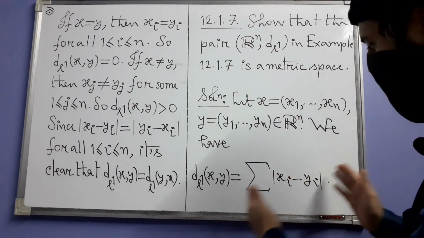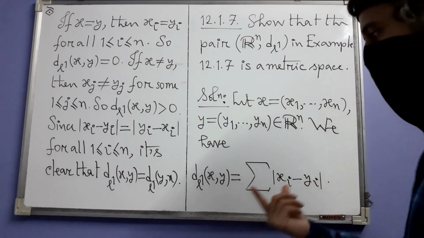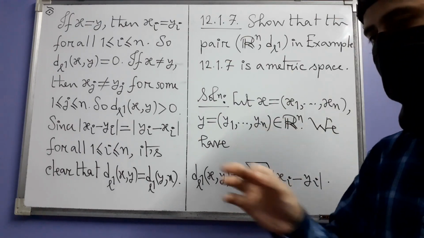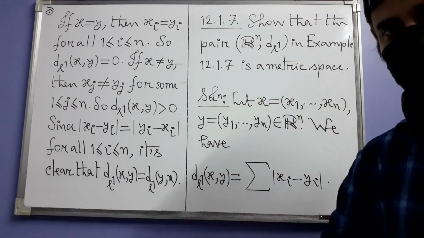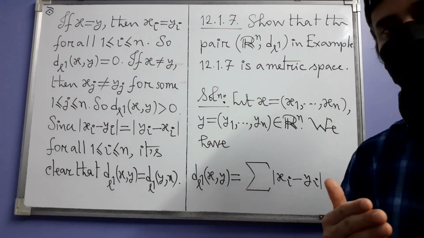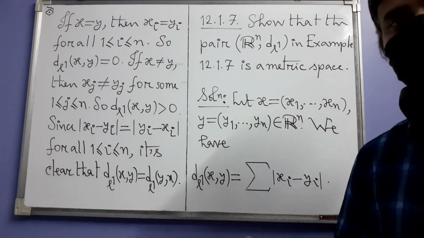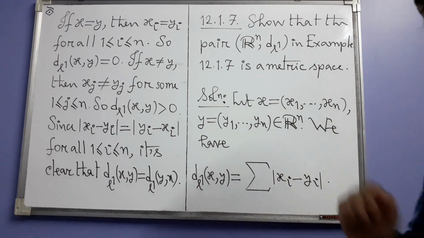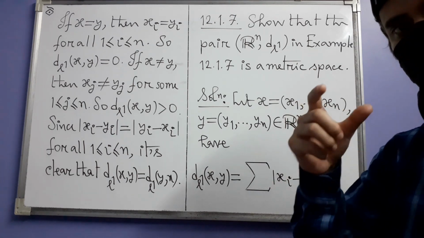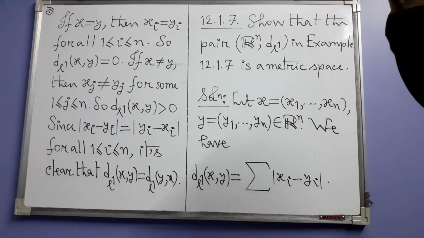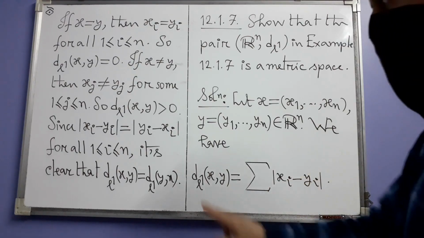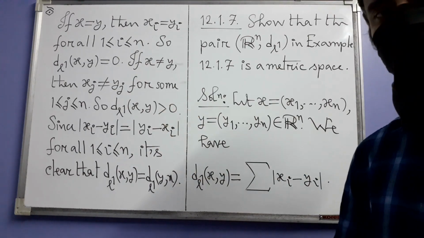Here also, all the terms are non-negative, and if one term is positive, then the others cannot change that positivity, because the least they can be is 0. None of them can be negative to affect the positivity of that term, mod xj minus yj. So the entire sum remains positive, and that's why this is positive.